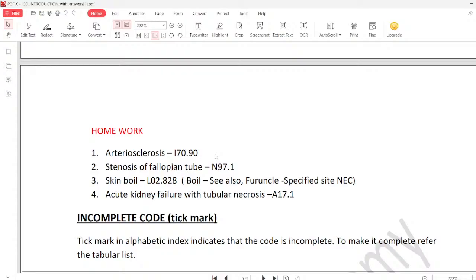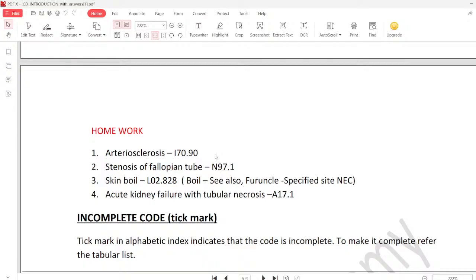So boil: take the alphabet B and see boil. They have mentioned see also furuncle, in specified site NEC. So check furuncle and you will see specified site NEC. Our site is skin, so move on to skin. We will get the answer. This is L02.828. So try to take the code on your own, dears.